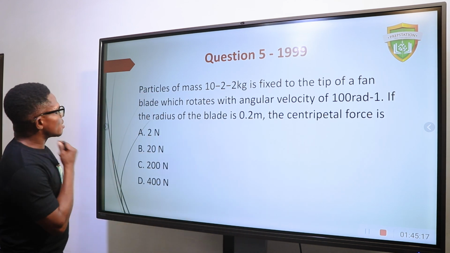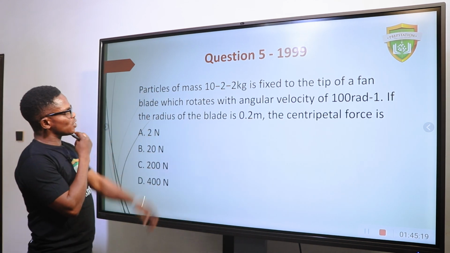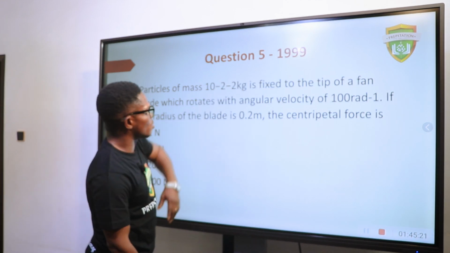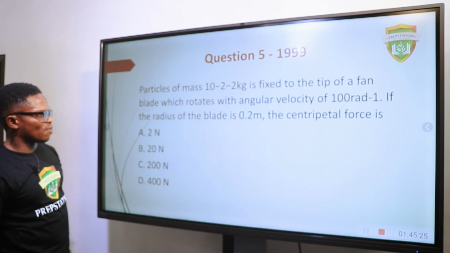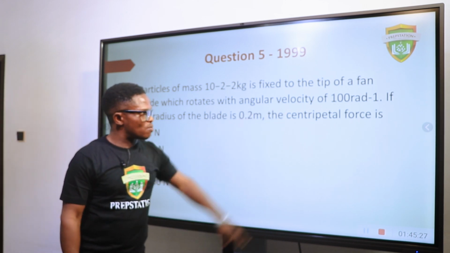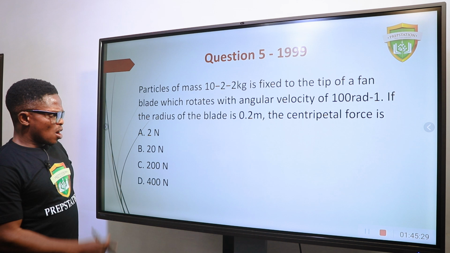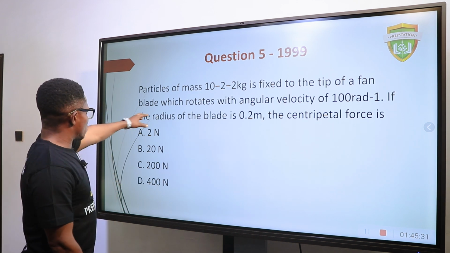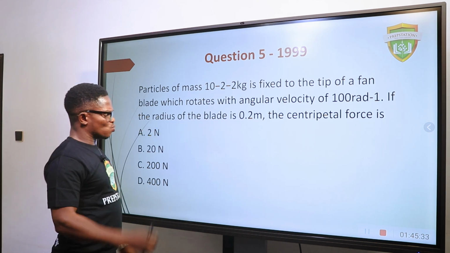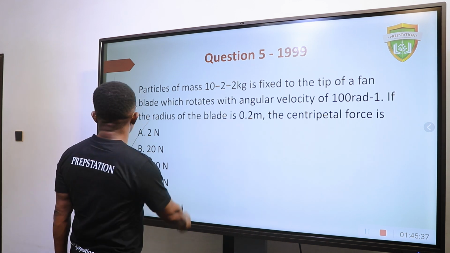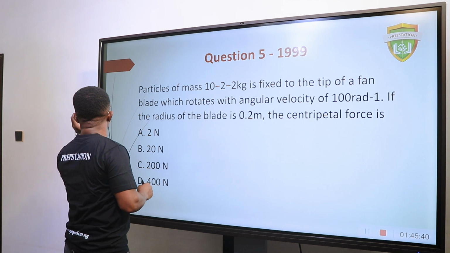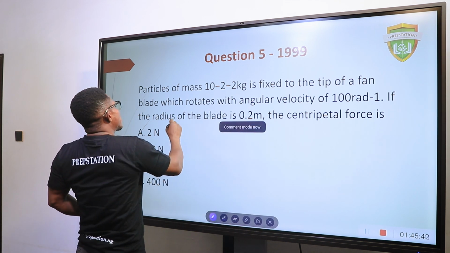Okay, particles of mass 10 raised power 2 kilogram is fixed to the tip of a fan blade which rotates with an angular velocity of 100 per radians. If the radius of the blade is 0.2, the centripetal force is what? Okay, so let's solve this quickly. How do we calculate this?